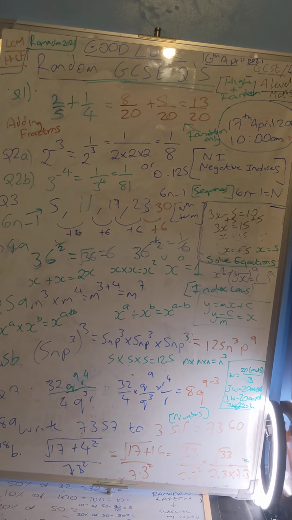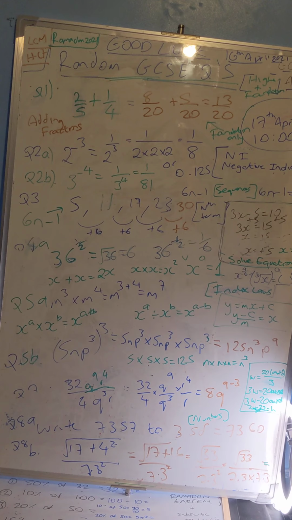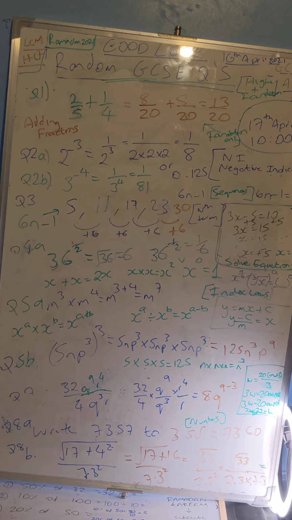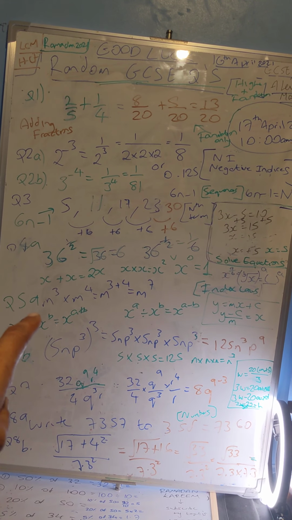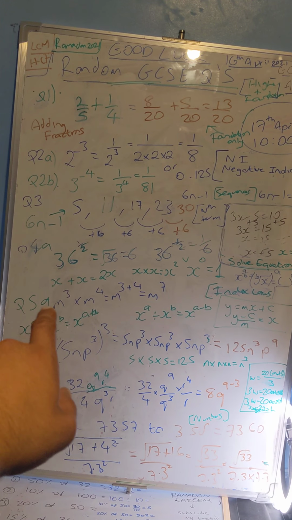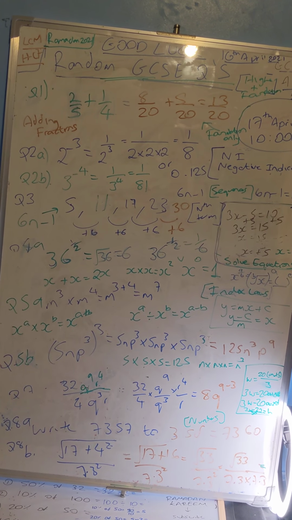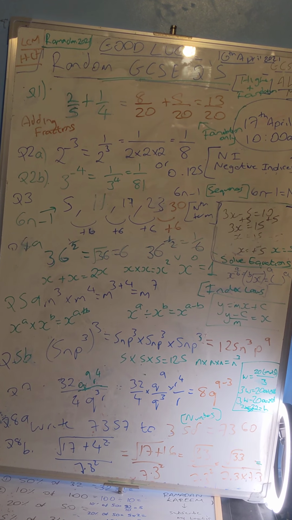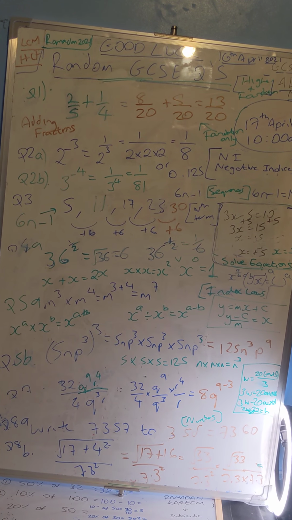Okay, question number 5, guys. m to the power of 3 times n to the power of 4. Well, it's looking at index laws here. When I'm multiplying and it's the same base, I'm going to add my powers. So 3 plus 4 is going to be 7, so it's m to the power of 7.